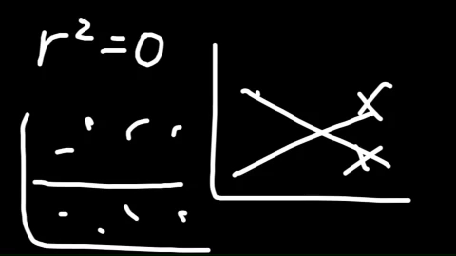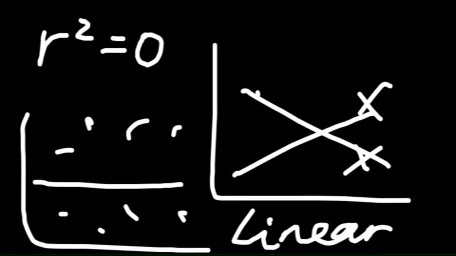But the problem is, this is a linear relationship. So the statement is also not correct. You should say that the two variables involved, x and y, are not linearly related with each other.